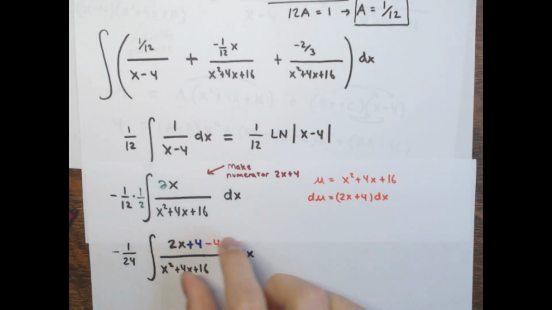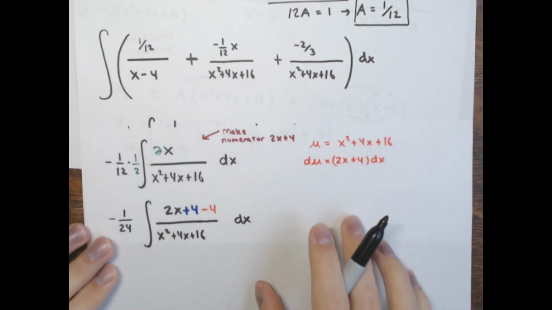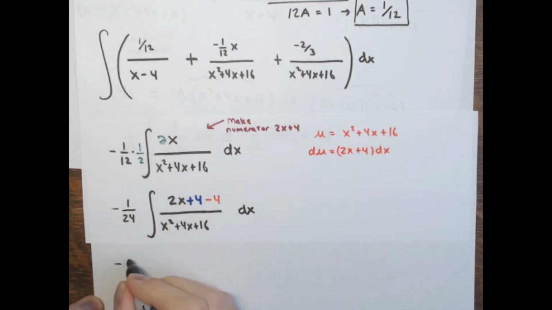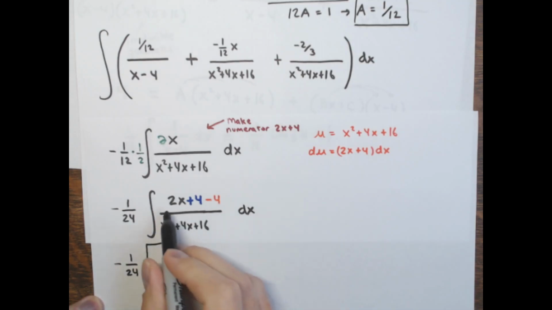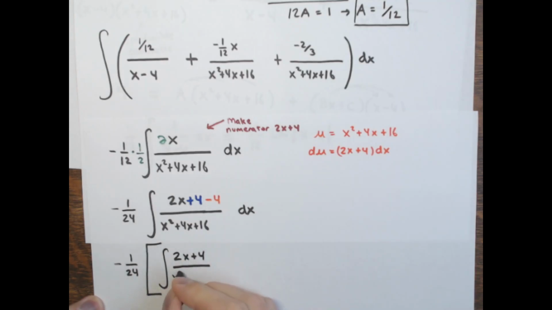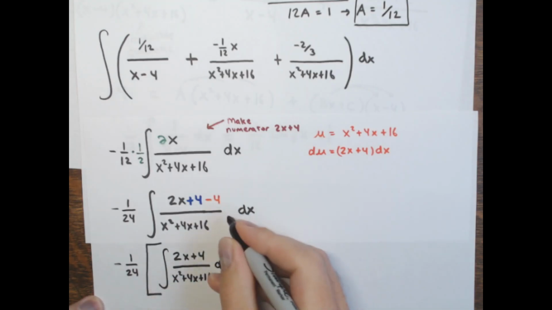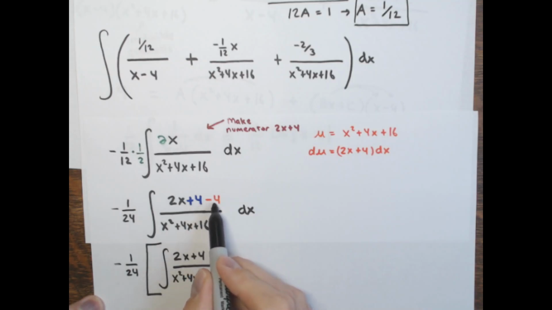All right, now watch this. Okay, we're going to split this up as well. I know this is a lot, but now this integral is this, negative 1/24 times the big bracket here, because we're going to split this up. One integral is going to be really nice: the integral of the 2x plus 4 over the quadratic, and times your dx there. But then the one with the minus 4 as well.